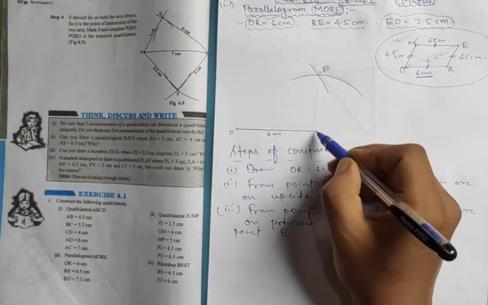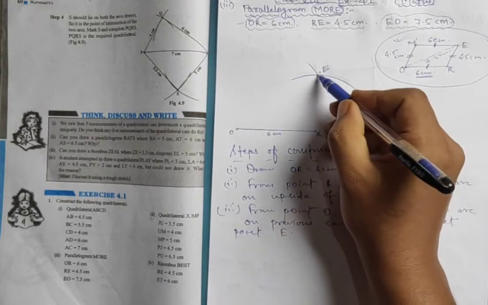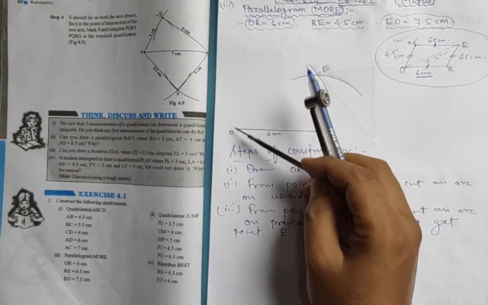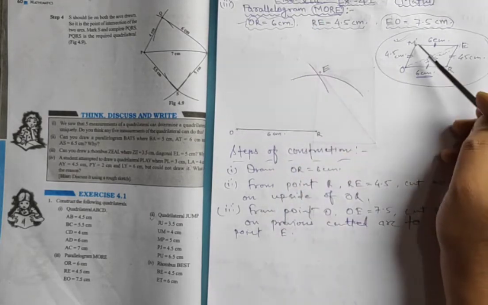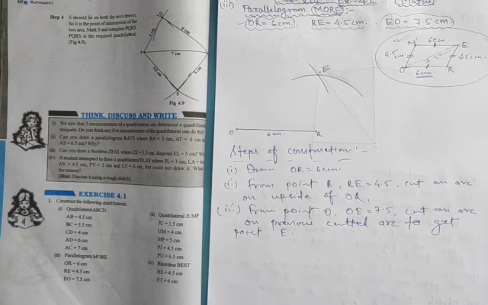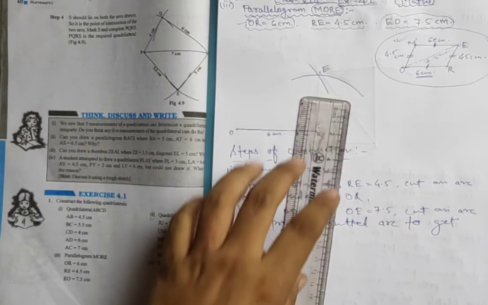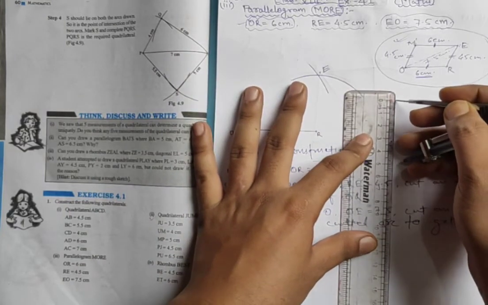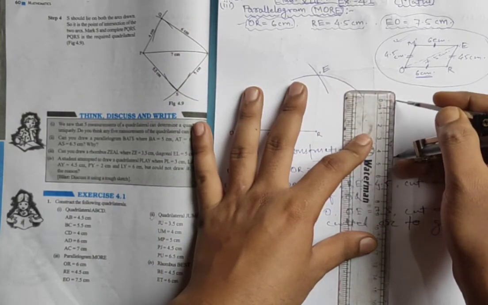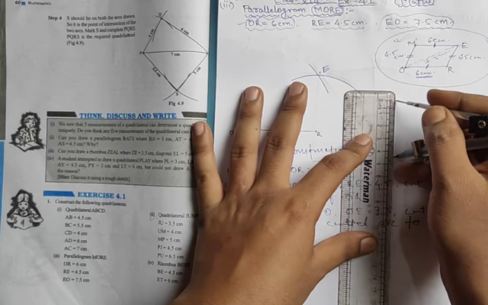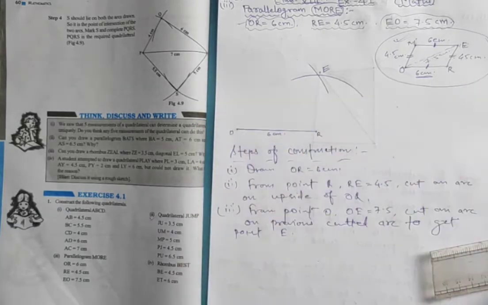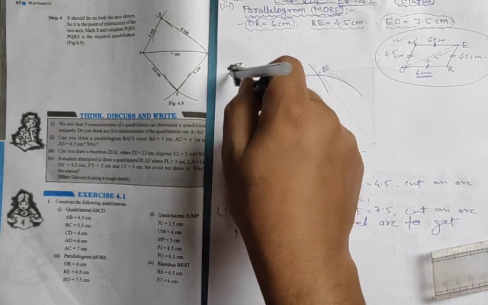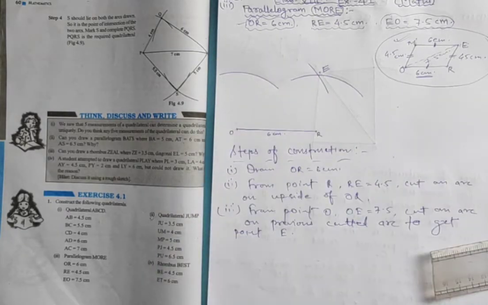So if RE is equal to 4.5 centimeter, then OM or MO is also 4.5 centimeter, because this is a parallelogram. So take a measurement of 4.5 centimeter in your compass with the help of a scale, and cut an arc upside from point O. Okay.